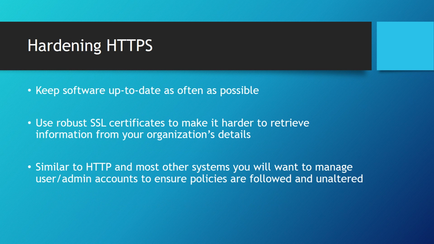And for hardening HTTPS, it's very similar to hardening HTTP. You will want to keep software up to date as often as possible. You want to use robust SSL certificates to make it harder to retrieve information and details about your organization. When that certificate is sent, information about your organization is seen on it. So you want to use robust and secure certificates to ensure that as little information is on it as possible to keep your company and your organization as secure as possible.